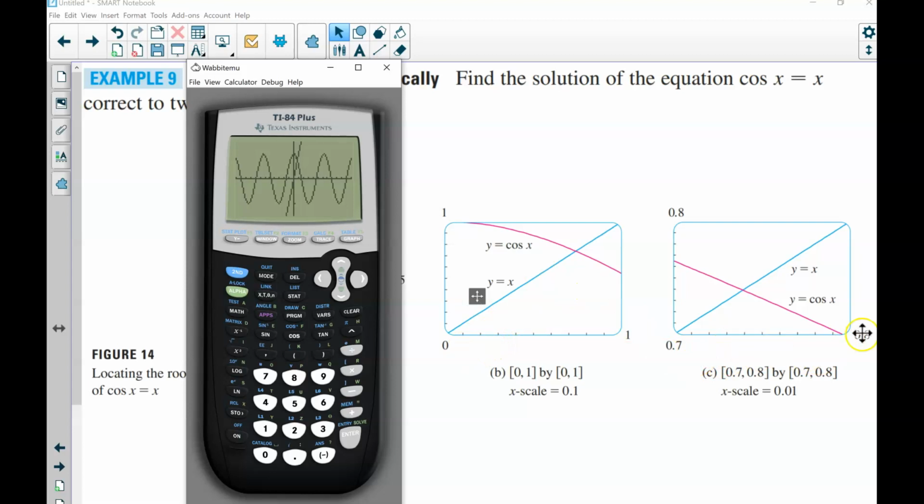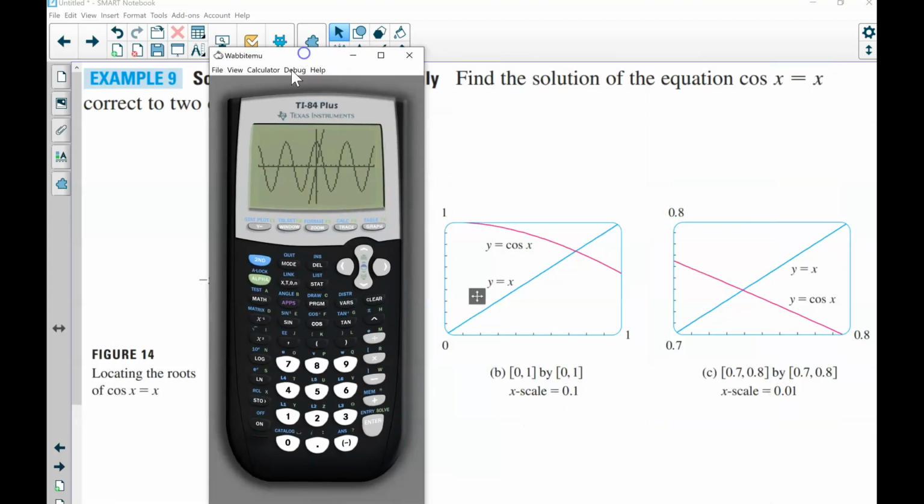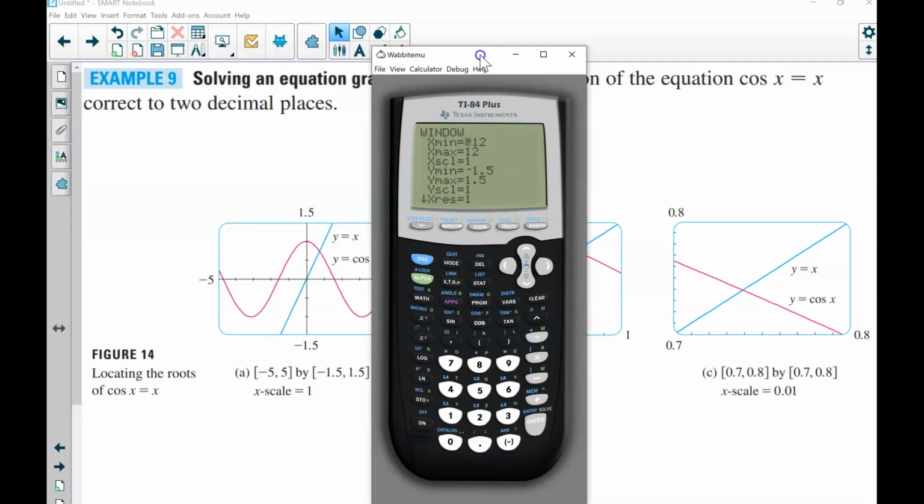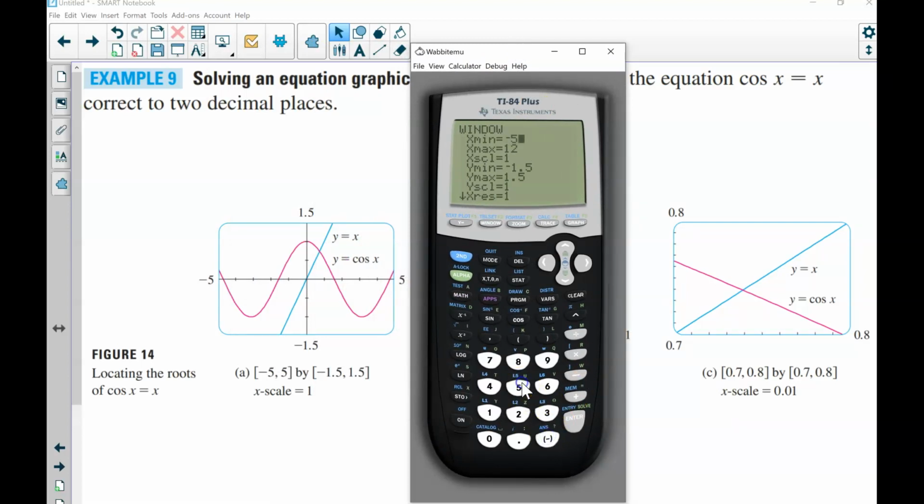So here, they have to use a different viewing rectangle. If you look at part C, the x scale is then changed to 1, 0.1, and then 0.1. So let's go to the window. If we take a look at the first one, we have -5 and 5, and then -1.5 and 1.5. The x scale is 1. So again, that's going to give us our first picture, because we want to locate the roots of this function.